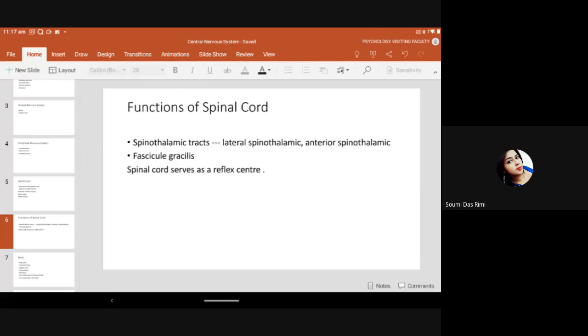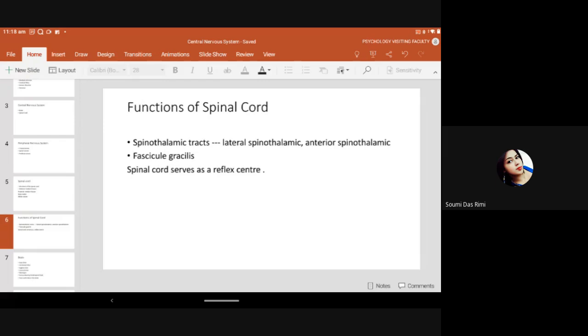And there are some major ascending tracts of the spinal cord that serve important functions, like the lateral spinothalamic tract. Its individual function is the sensation of pain, temperature, and touch, and the anterior spinothalamic tract is involved in crude touch and pressure. Fasciculus gracilis is involved in only touch and conscious kinesthesia.